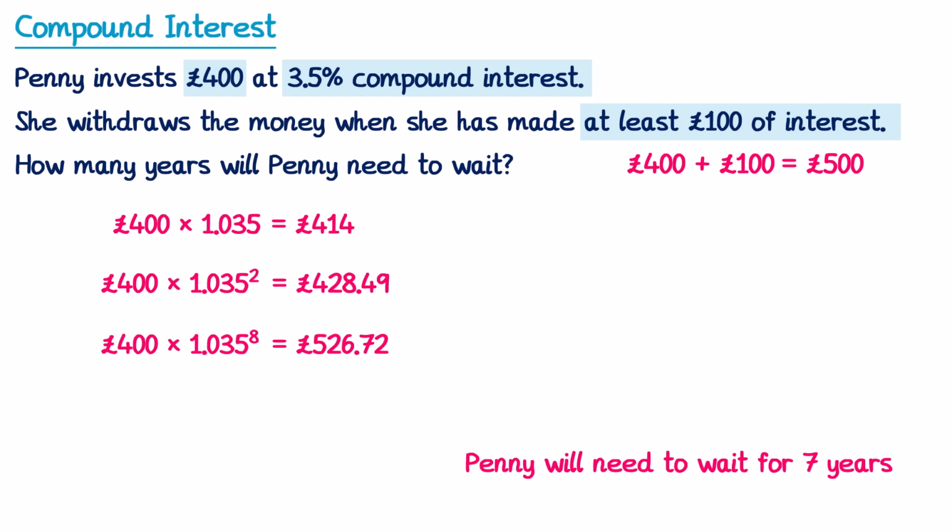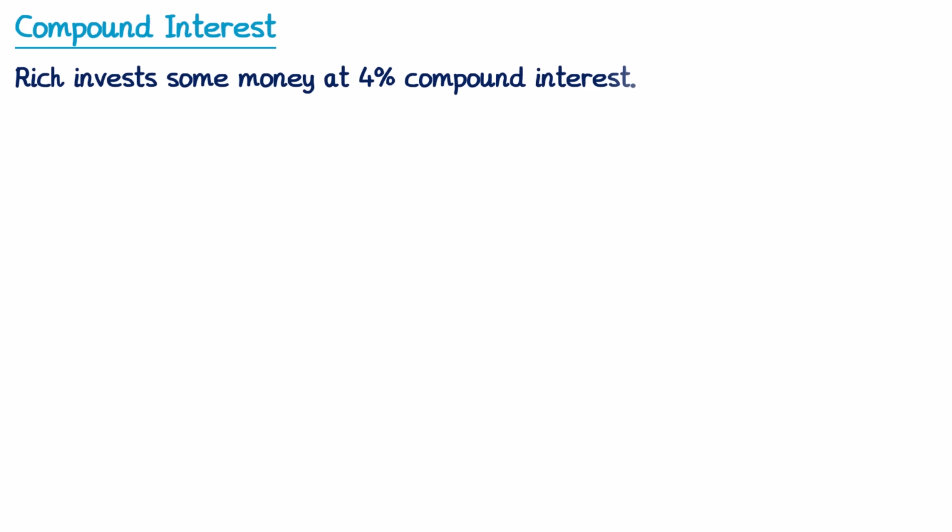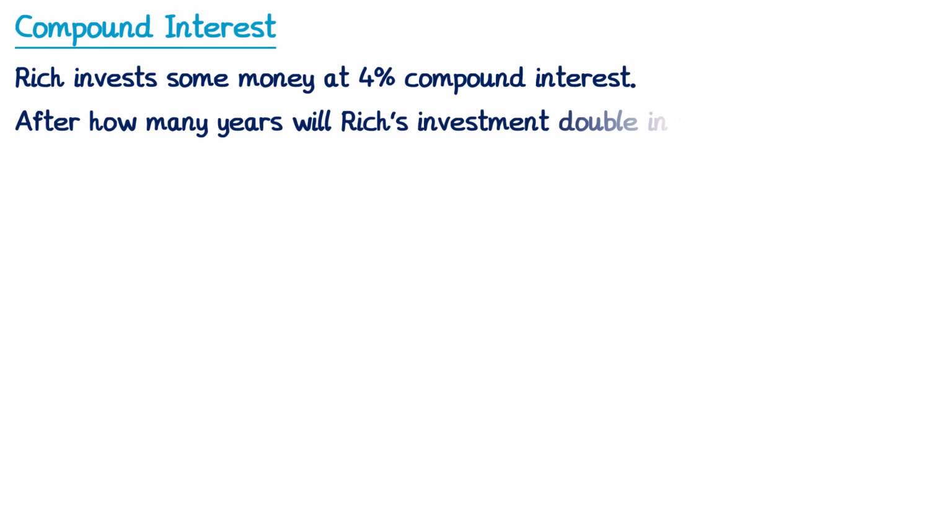So it's particularly important that you check to find a number either side of the answer, one below 500 and one above 500. In this next example, we're told that Rich invests some money at 4% compound interest. After how many years will Rich's investment double in value?